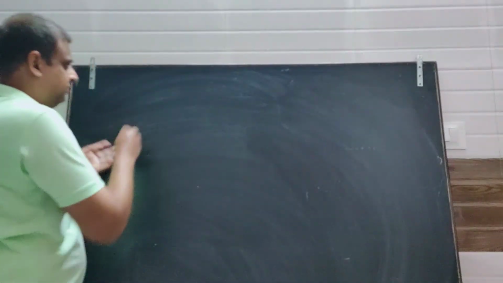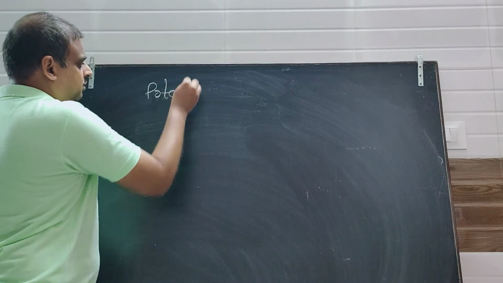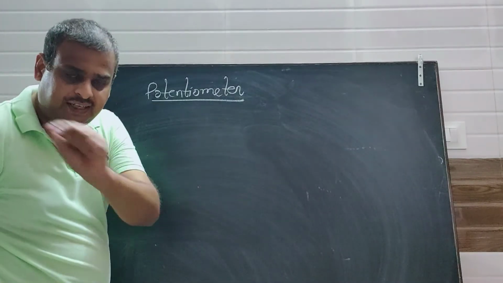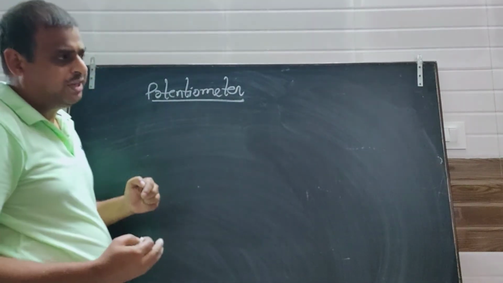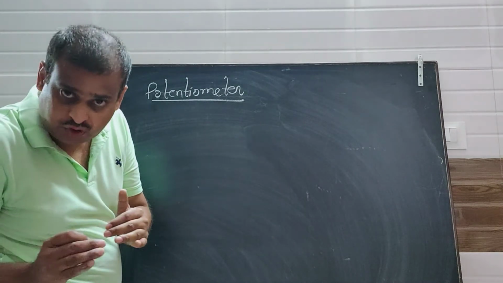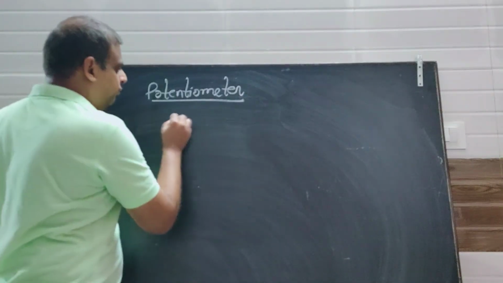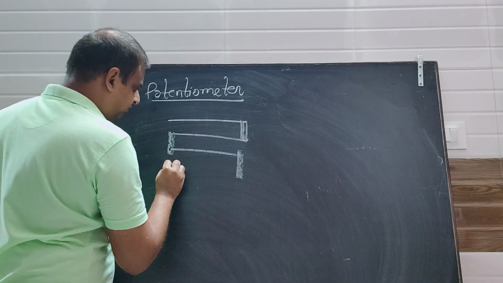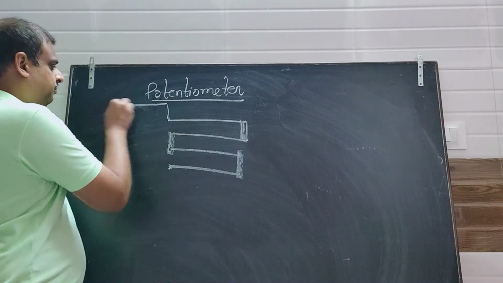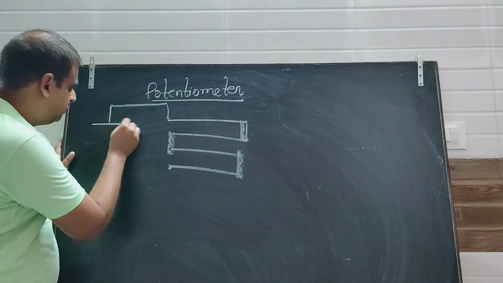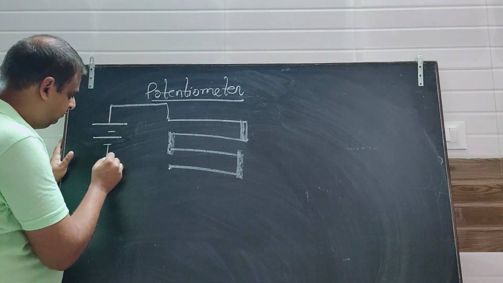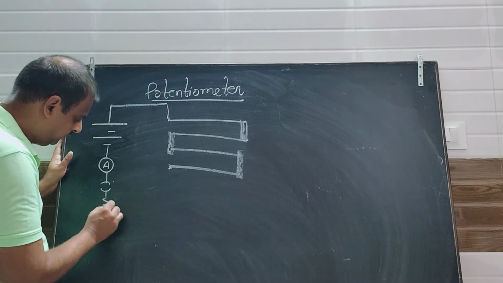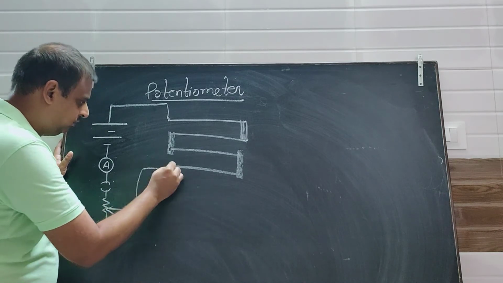Potentiometer is a device which is used to measure the internal resistance of the cell. In meter bridge we used a 100 centimeter wire. Here we are going to use a 400 centimeter wire. We give an energy source, an ammeter, a key and a rheostat are given, and connect it here.